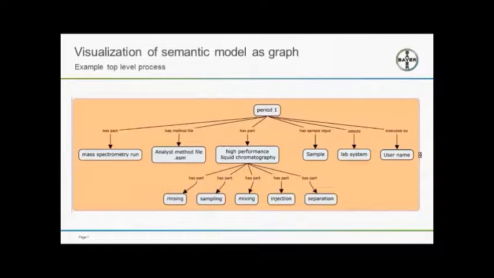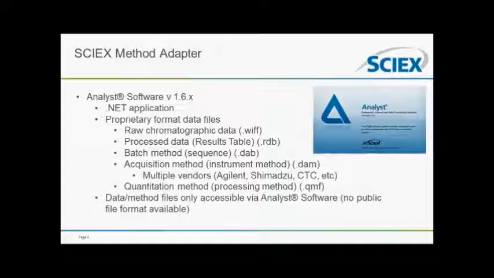one example, for instance, a period, which is just one measurement as such. It consists of a mass spectrometry run. It has a discrete methods file from the Analyst software. It consists of an HPLC that's doing the liquid separation before, and it has a sample, etc. So that's what you find behind that if you blow up that model. And now, Blair will tell you how we actually put that into practice and what this looks like in the real world.